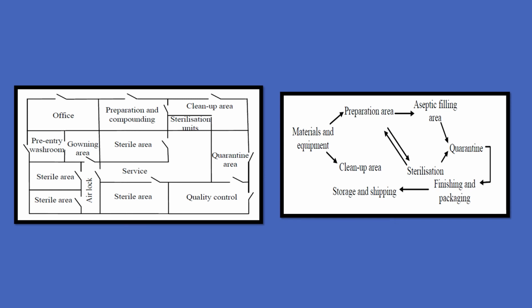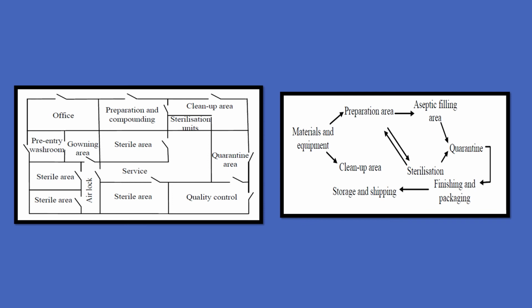So, as you can see, this is our production area. This is the office, preparation and compounding, cleanup area, and we have here the sterilization unit, quarantine area, quality control. This is the service area, sterile area. This is also a sterile area, airlock, gowning area, and pre-entry washing.